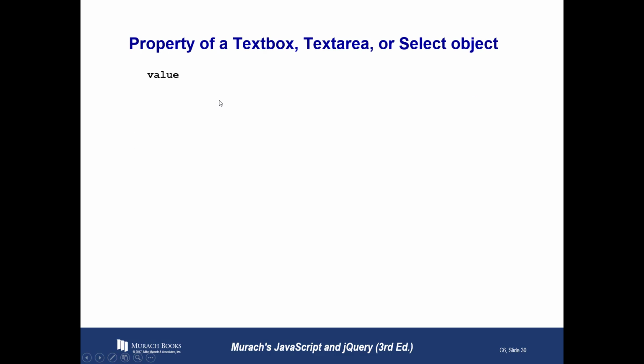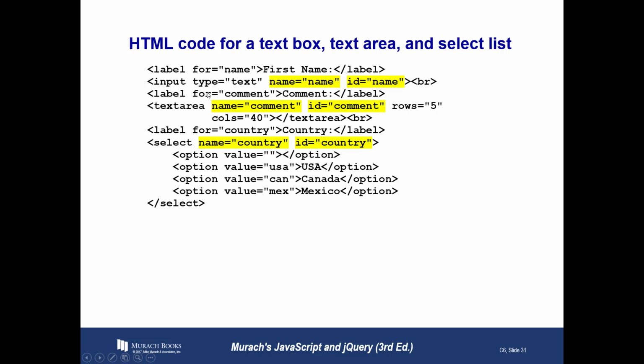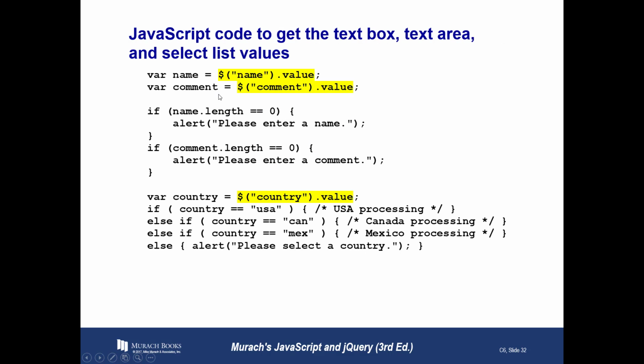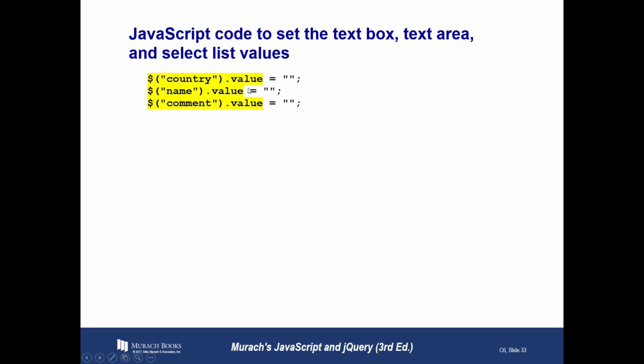All right. Properties of text boxes, text areas, select object, that's the actual value that it has. So if I want to be able to grab the value, that's how I can do it. Or if I want to be able to set the value to the empty string, in this case, that's how I do it.